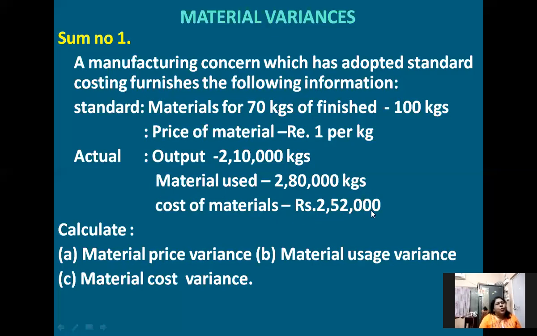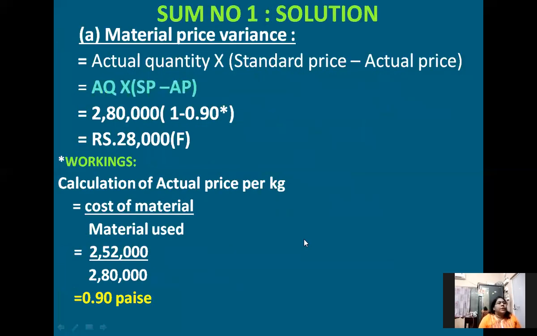The cost of material is 2,52,000 for 2,80,000 kg, so what is it for 1 kg? That's what we calculated here: 2,52,000 divided by 2,80,000. The actual price per kg is 90 paise, which I mentioned as 0.90 with a star mark. That is the working over here.